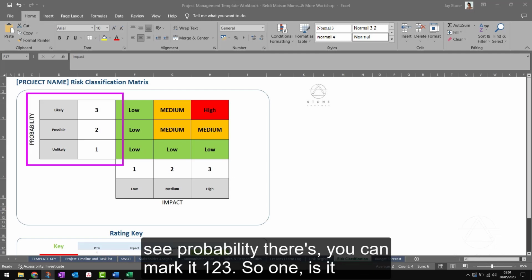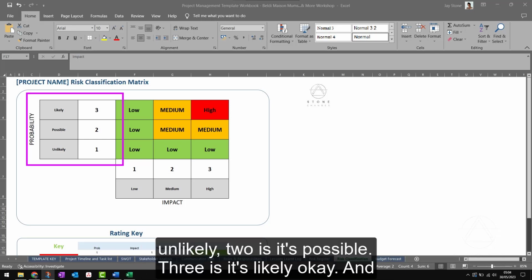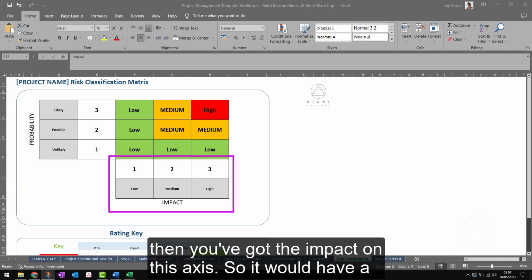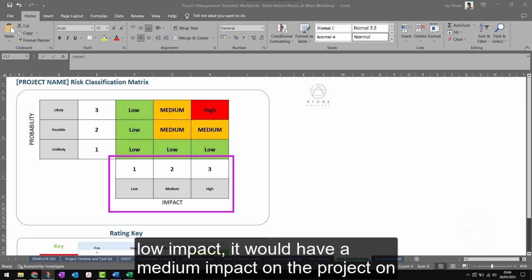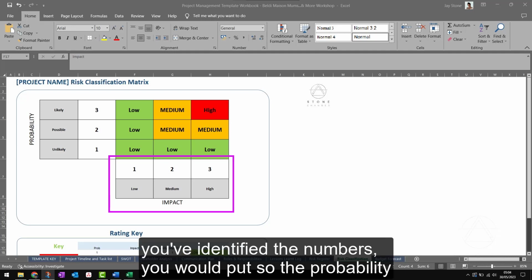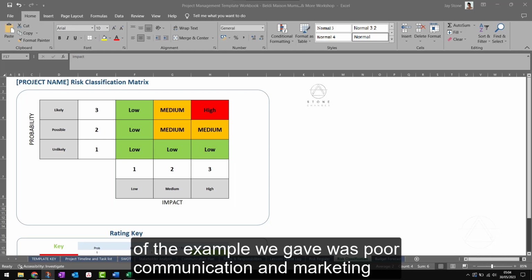You can mark it 1 to 3. So 1 is it's unlikely, 2 is it's possible, 3 is it's likely. Okay. And then you've got the impact on this axis. So it would have a low impact, it would have a medium impact on the project success, or it would have a high impact.